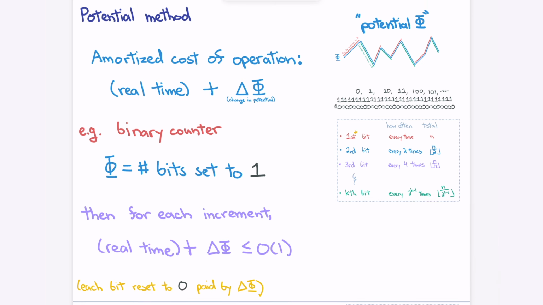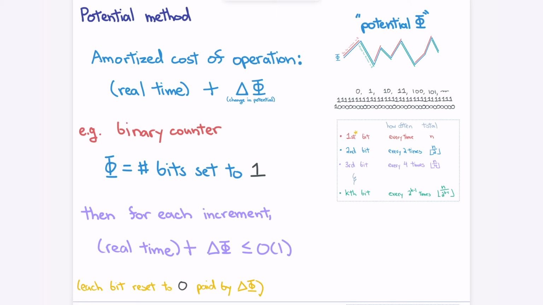Suppose we set the potential to be, in our current counter, the number of bits that are set to 1. Because whenever I increment, only one bit goes from 0 to 1, and the rest go from 1 to 0. Every time one goes to 0, the potential also goes down, and it covers that flip. And at the end, you have to flip one from 0 to 1, so you pay for that, and the potential goes up by 1, so you're paying 2 total.